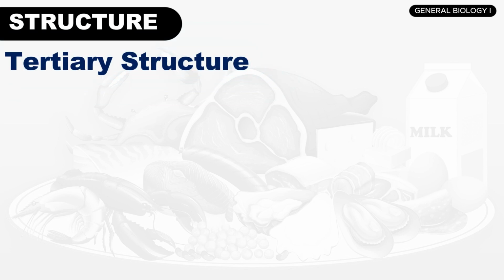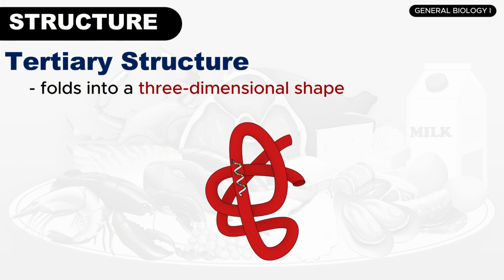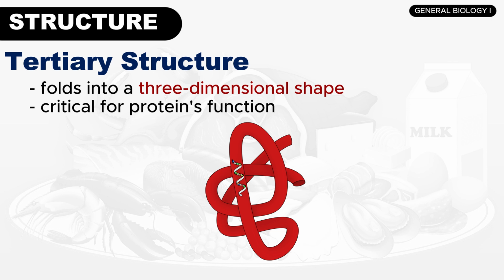Tertiary structure. The protein further folds into a three-dimensional shape, stabilized by interactions between the chains of amino acids. This structure is critical because a protein's function depends on its overall shape.